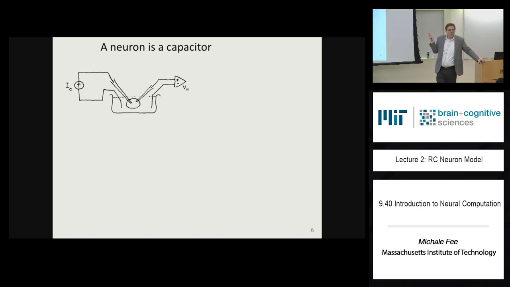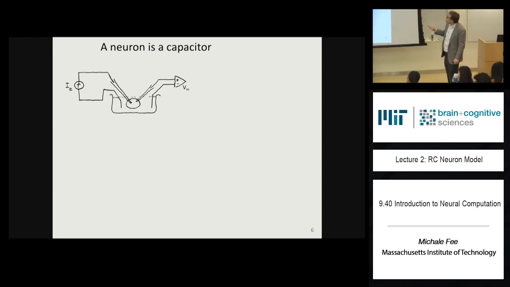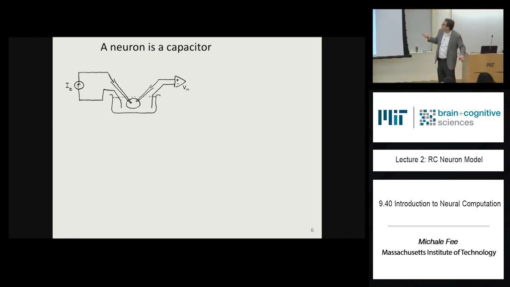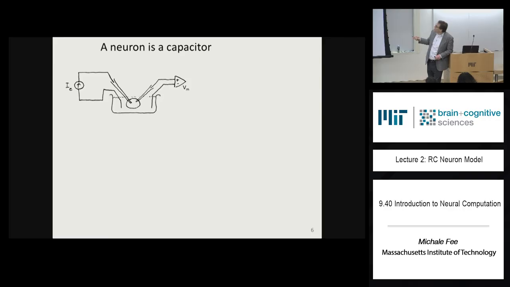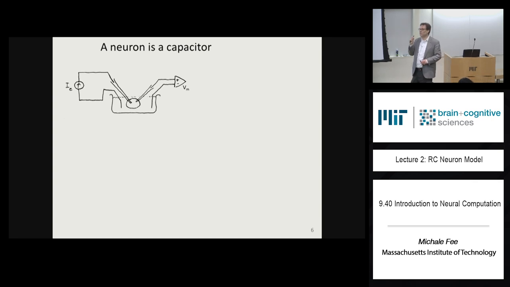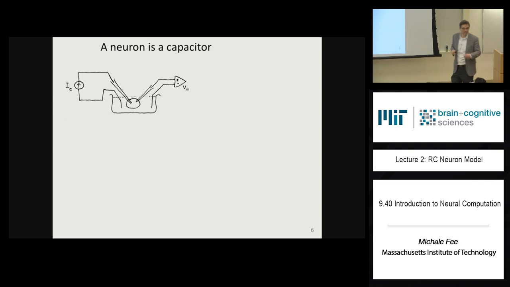Now, we want to measure the voltage in the cell. Remember, voltage is always voltage difference. We're always measuring the difference between the voltage in one place and the voltage somewhere else. So this amplifier has two inputs. It's called a differential amplifier. And we're going to hook the electrode that's in the cell to the plus terminal. We're going to put a wire in the bath, hook it to the minus terminal, and this amplifier is measuring the difference between the voltage inside the cell and the voltage outside the cell. Okay, any questions about that?